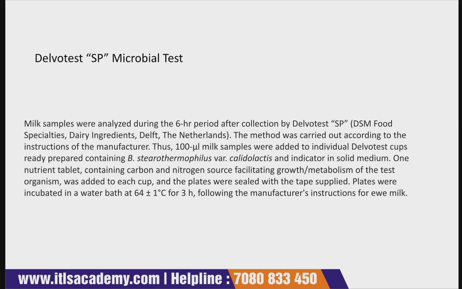You take 100 microliters of milk sample, and this milk sample is added to the individual DELVO test cup, ready prepared, containing Geobacillus stearothermophilus and calidolactis and an indicator in solid medium. One nutrient tablet containing carbon and nitrogen source, facilitating the growth and metabolism of the test organism, was added to each cup.